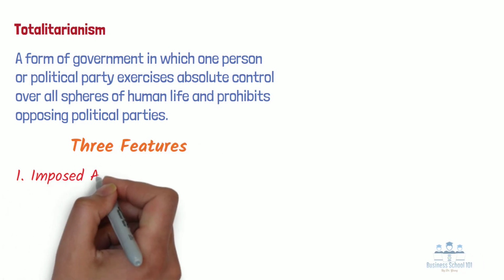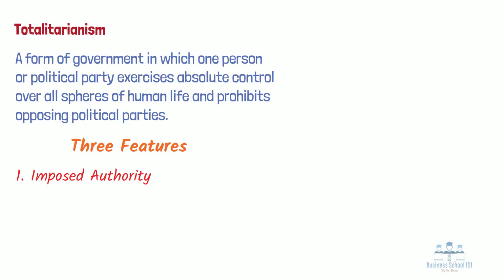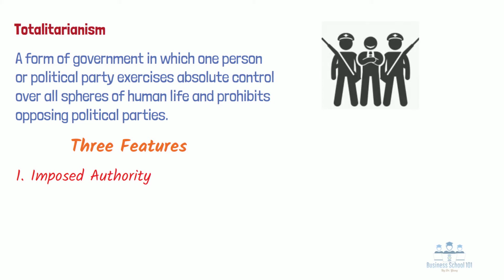Number 1. Imposed authority. An individual or group forms a political system without the explicit or implicit approval of the people. Leaders often acquire and retain power through military force or fraudulent elections. In some cases, they do come to power through legitimate means, but then remain in office after their terms expire.